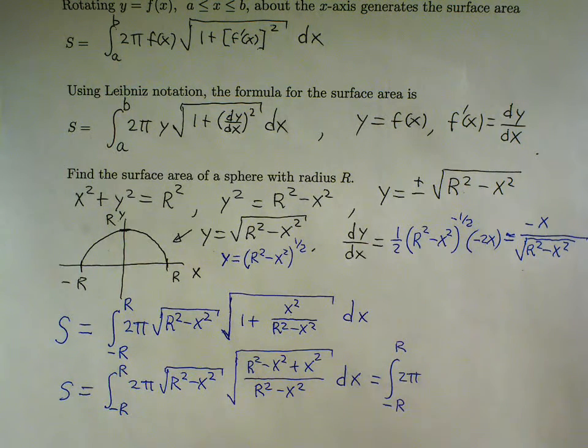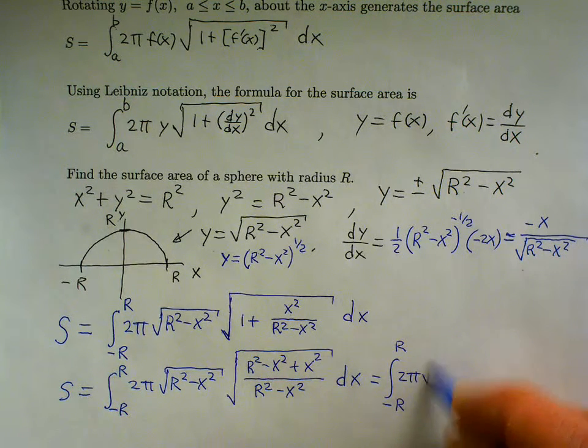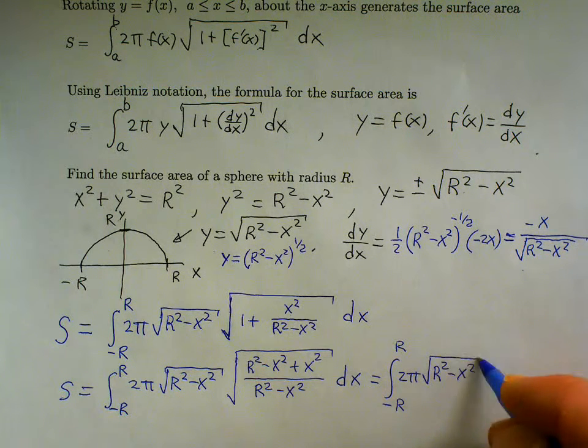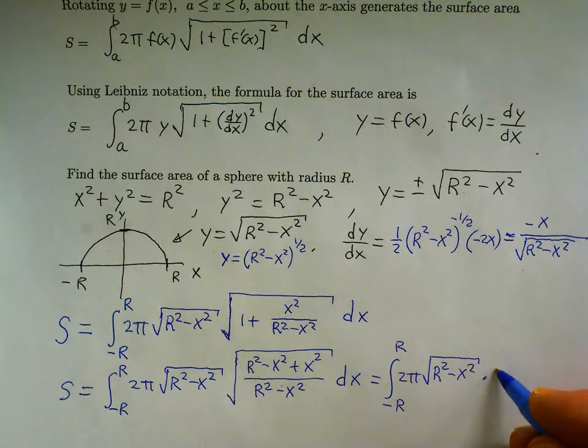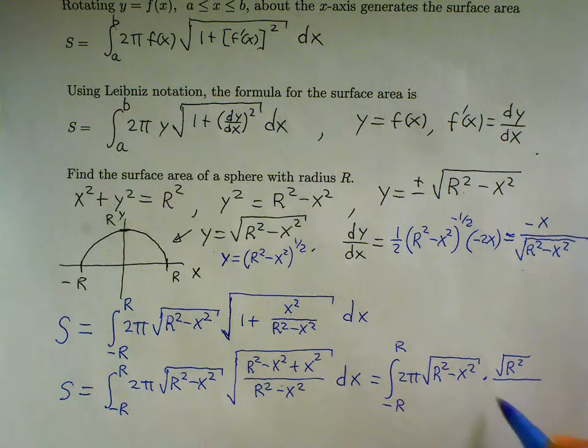So some of you are probably already done. This is more detail than is necessary, but okay, so this becomes the square root of r squared over r squared minus x squared. I'll write it as a ratio of square roots, the square root of r squared in the numerator divided by the square root of r squared minus x squared in the denominator, dx. Hey, so what can we do now?